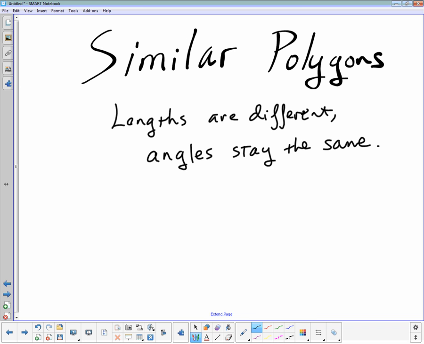Also, if two objects are similar, now wait a minute, congruent is a little different than similar. Because remember, with congruent, all the lengths are the same and all the angles are the same. But with similar, things get bigger or smaller.